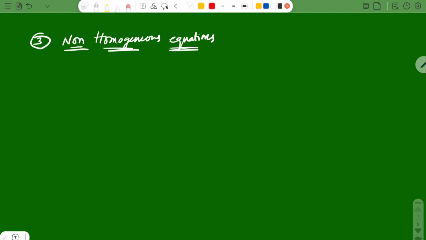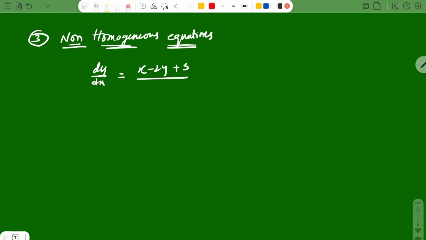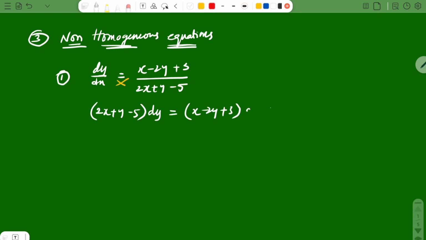Next type, non-homogeneous equations. How can the non-homogeneous equation be solved? Let me take an example. dy by dx, which is equal to (x minus 2y plus 3) divided by (2x plus y minus 5). Cross multiply both, so we get (2x plus y minus 5) into dy, which is equal to (x minus 2y plus 3) into dx.